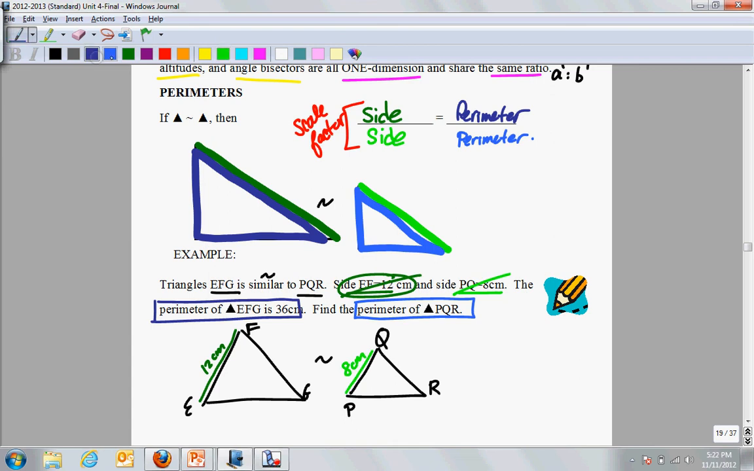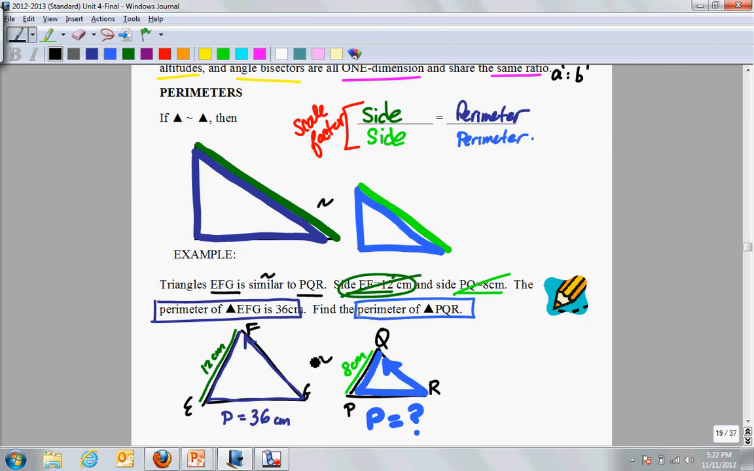The perimeter of EFG, so perimeter means walk it all the way around. And we're just going to write P equals 36 centimeters. So the perimeter there is 36 centimeters. The perimeter here, we don't know, so we're going to put a little question mark here.